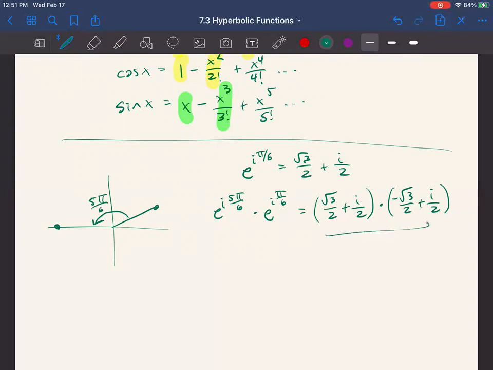Try multiplying these together. This side will be e to the i pi. And when you multiply those two together, see if you end up getting negative 1. Well, try it and see. You'll get negative 1 plus 0i. So it totally does rotate you there.